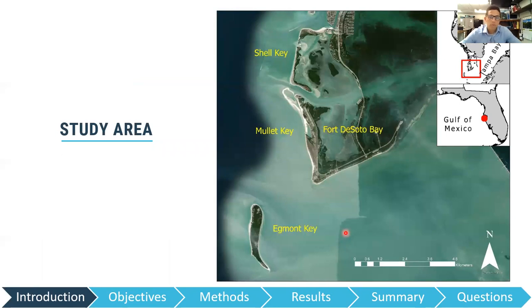So just to make sure everyone is oriented, Fort DeSoto is located right here at the mouth of Tampa Bay, kind of at the southern tip of St. Petersburg. It's basically this hook-shaped barrier island. We have Egmont Key to the south, and we have Shell Key to the north.